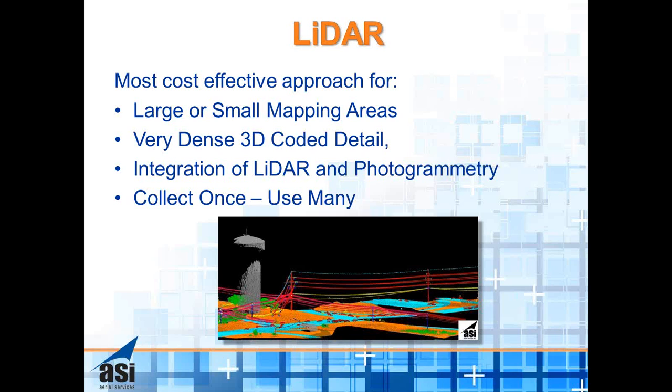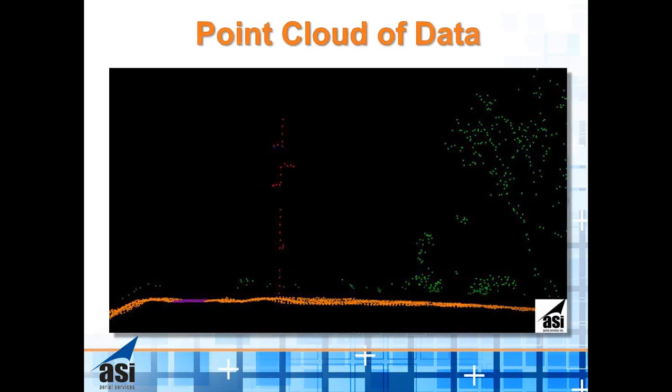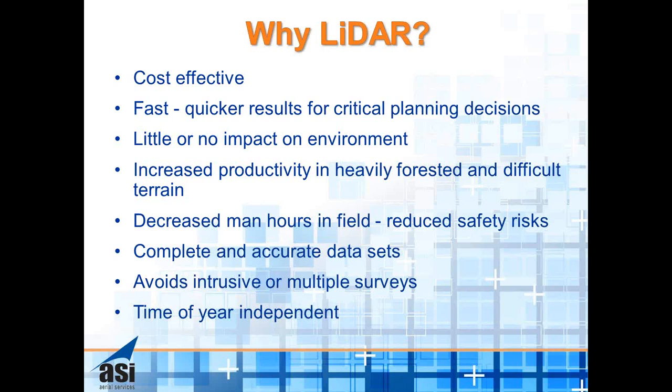So you don't have to send out people for subsequent surveys. You get the entire area at one time, and then many people within the organization can use that very same data. This is an example of a point cloud of data. As it shoots down, we can see the tower, we can see the road, the trees.